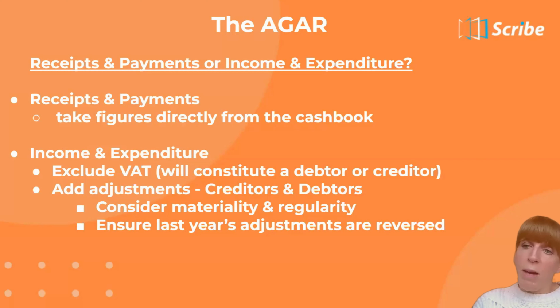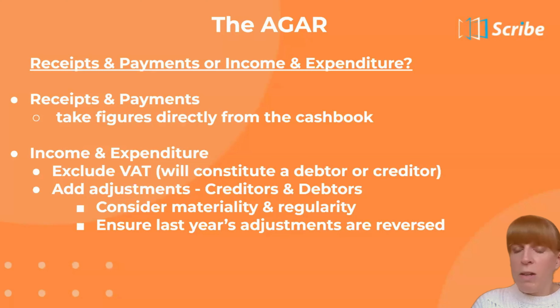You'll also be thinking about other adjustments, so creditors, debtors, for example. Have you had goods or services provided up until the end of March that you won't be paying for until April or beyond? If so, that would constitute a creditor. Equally, if you've provided goods or services to a customer up until the end of March and they've not yet paid you by that point, they would then become a debtor.